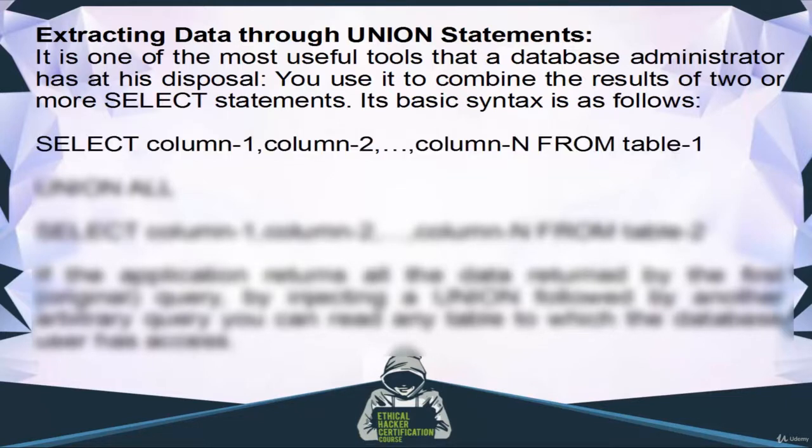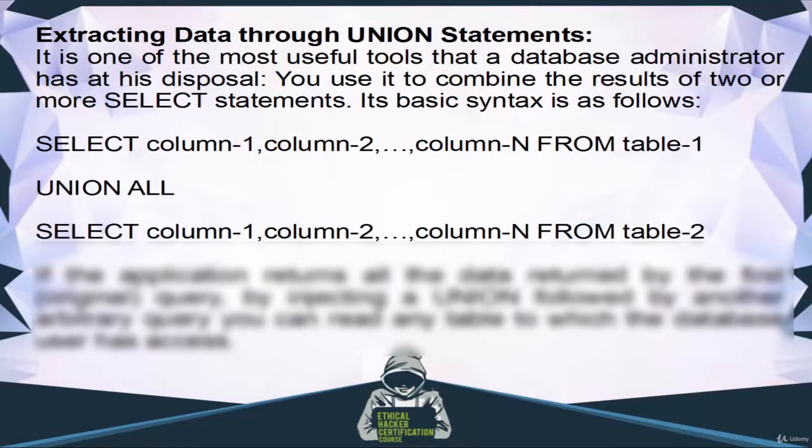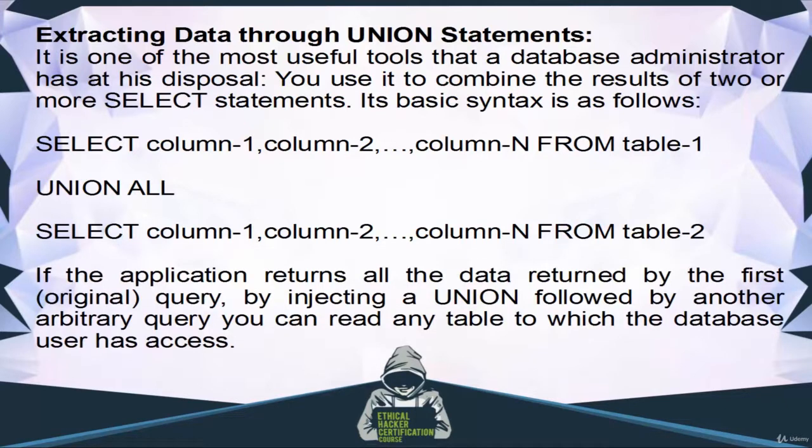Select column 1, column 2, and so on up to column n from table 1. The next statement is union all. Select column 1, column 2 to column n from table 2. If the application returns all the data returned by the first query, by injecting a union followed by another arbitrary query, you can read any table to which the database user has access.